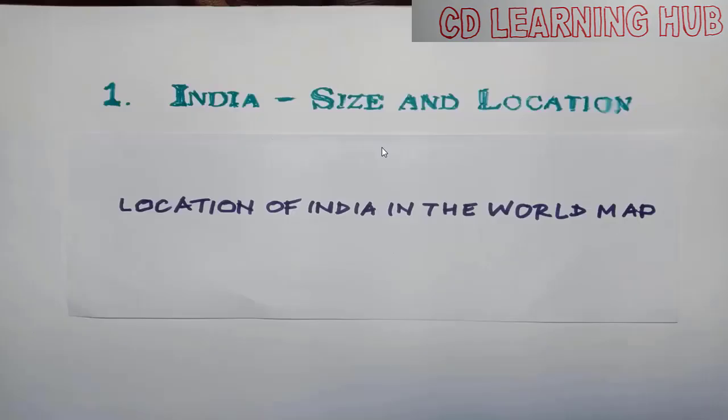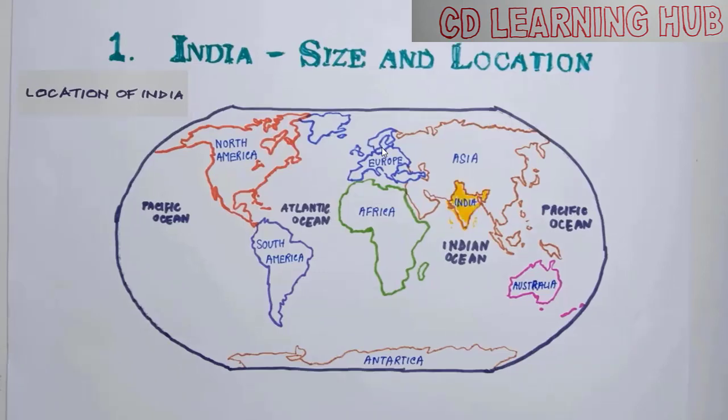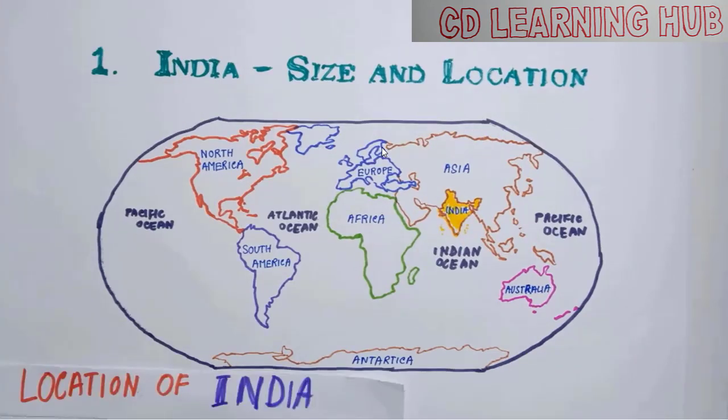Location of India in the world map. This is the world map and India is located here. So here is India in the world map. But before we locate India accurately in the world map, let us discuss some of the key concepts which are necessary to locate a place in the world map.